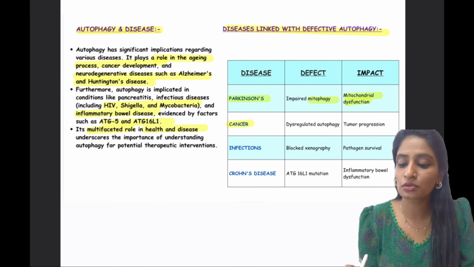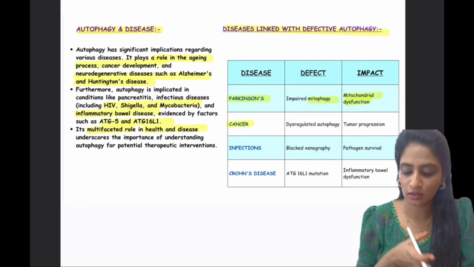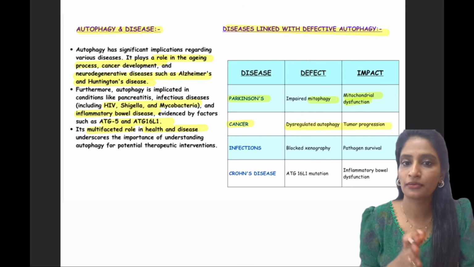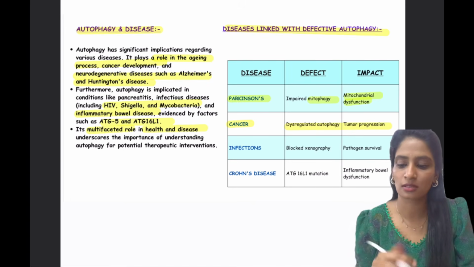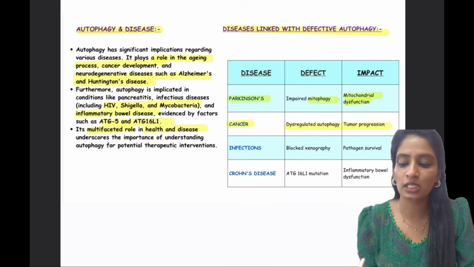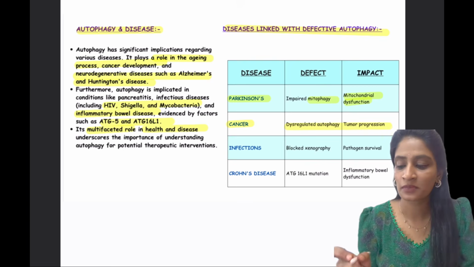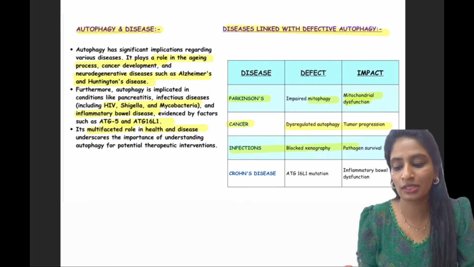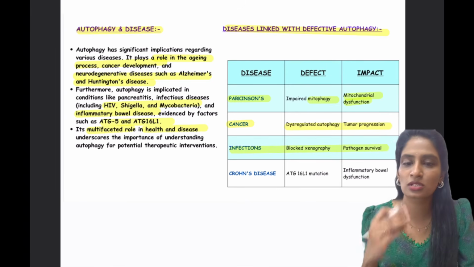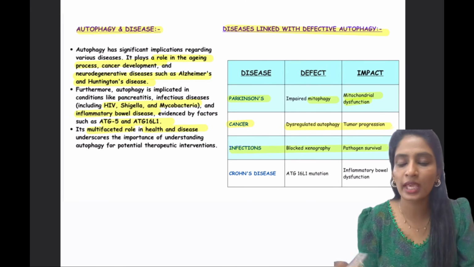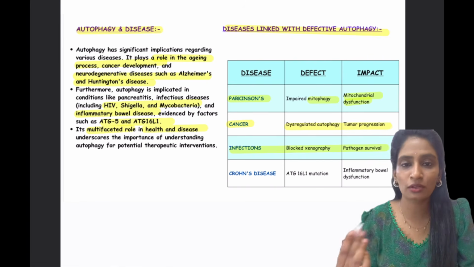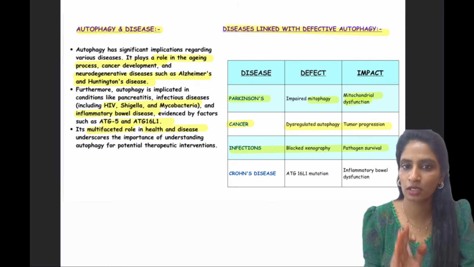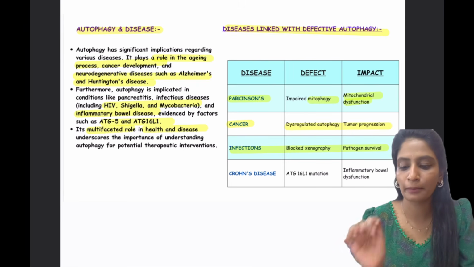Okay. So next, coming to cancer. You all know that during starvation, autophagy starts, which will further prevent the steps of cancer. So if there is an autophagy defect, it will ultimately lead towards tumor progression. And the next one is infection. Here, many infections like HIV block xenophagy. Once autophagy is blocked, the pathogen will survive. Okay, so that's the mechanism behind that.